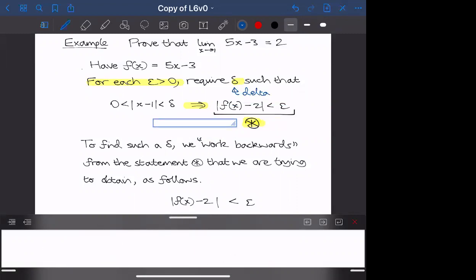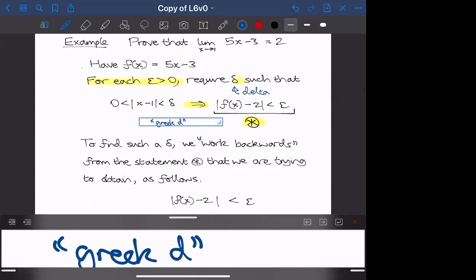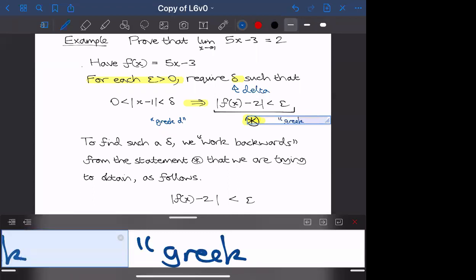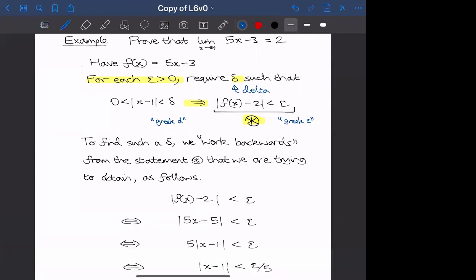Yeah, so here we have the Greek equivalent of D, and here we have the Greek equivalent of E. That might help you remember which way around this goes. So let's do this working backwards.